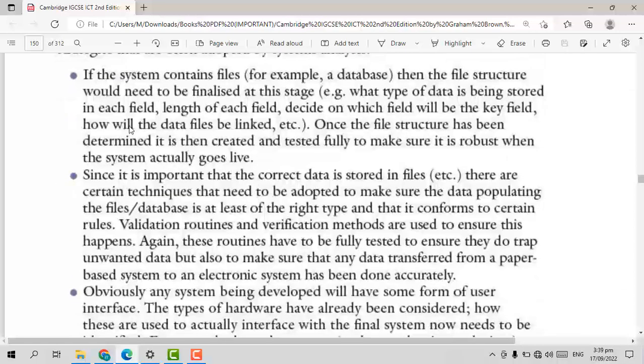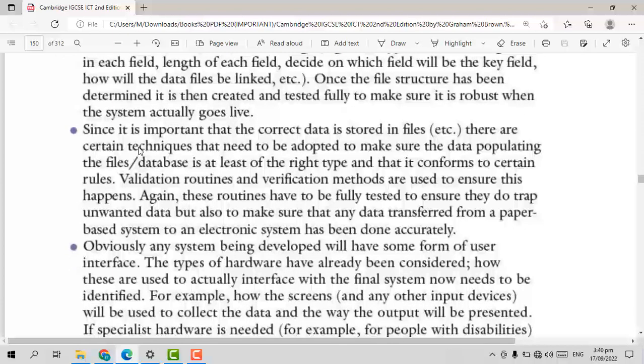All right, now in order to develop and test, what are you going to do? If the system contains files, for example, a database, then the file structure would need to be finalized at this stage. What type of data is being stored in each field? The length, decide on which field will be the key field, how will the data files be linked. Now, I'll explain to you later what a key field is, all right? Once the file structure has been determined, it is then created and tested fully to make sure it is robust when the system actually goes live.